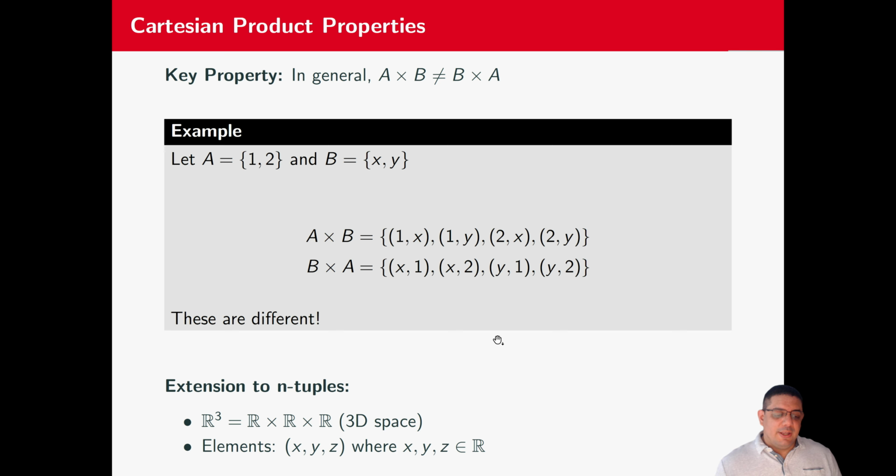Now, the Cartesian product is something that extends to n-tuples. So we have the planes. For example, R², the Cartesian plane, is R by R. R³, which is the 3-dimensional space, is just going to be R by R by R. So we can just extend this to n-tuples in general. It doesn't have to be just ordered pairs. We can make it with more elements involved. So as you can see here, for R³, we will have ordered triplets (x, y, z), where each of x, y, and z belongs to R.